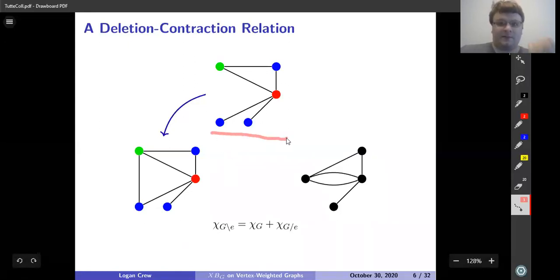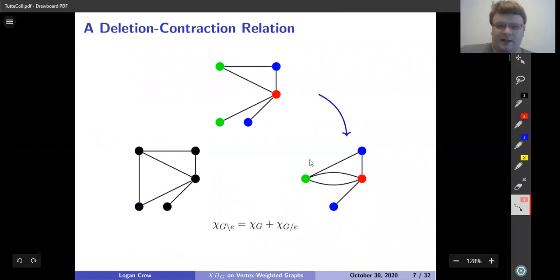Up here is a proper 3-coloring in which the endpoints of this non-edge in this graph got different colors. This corresponds to this proper coloring here, which is just the same coloring but with the edge in play. That gives us a proper 3-coloring of chi G, and it doesn't correspond to anything on G contract e.